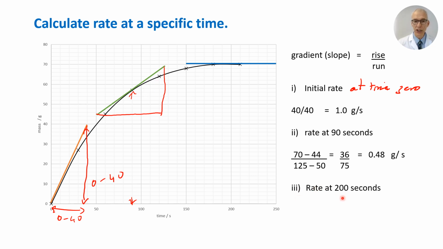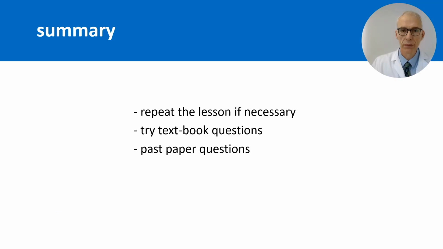Now, what about the rate at 200 seconds? Well, I hope it's obvious. Rise over run, we have 0 rise. So the rate at 200 seconds is 0. That is, the reaction has ended. So that covers the graphing and interpretation of data plots for rate of reaction data.